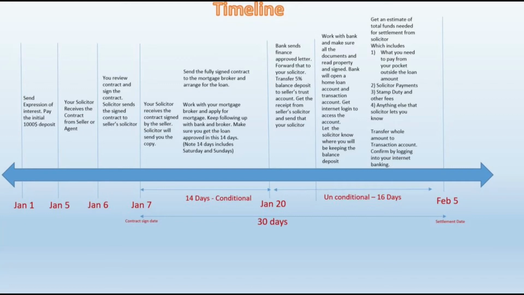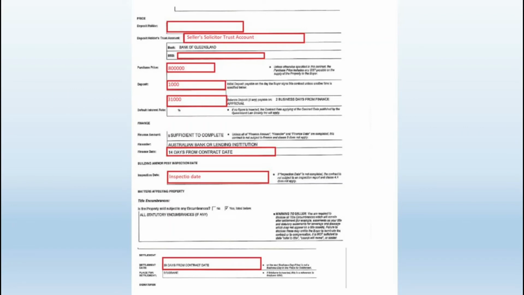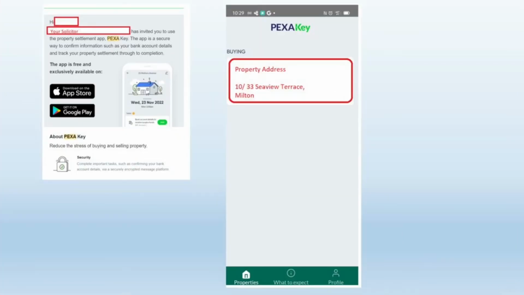Now let's quickly go through the important section of the contract itself. The contract will clearly mention the trust account, and this is the account to which you have to transfer the balance deposit. Make sure the finance date is 14 days and the settlement date is 30 days from the contract. This will be a typical invitation mail from your solicitor so that you can sign up with PEXA. Once you log in, you can verify the property address, the solicitor details, the settlement date and time right in the PEXA app.